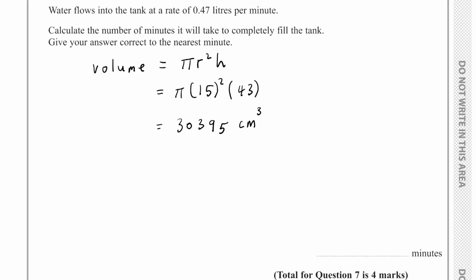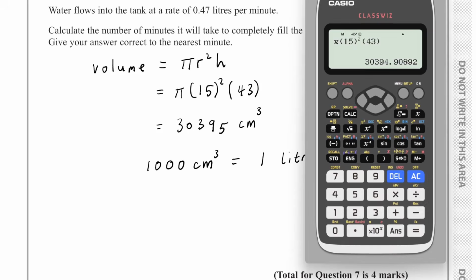Water flows into the tank at a rate of 0.47 litres per minute. So we've got a volume in centimeters cubed, and water flows in at 0.47 litres per minute. So we need to change centimeters cubed into litres. 1,000 centimeters cubed is the same as 1 litre. So if we divide by 1,000, we can change our answer into litres.